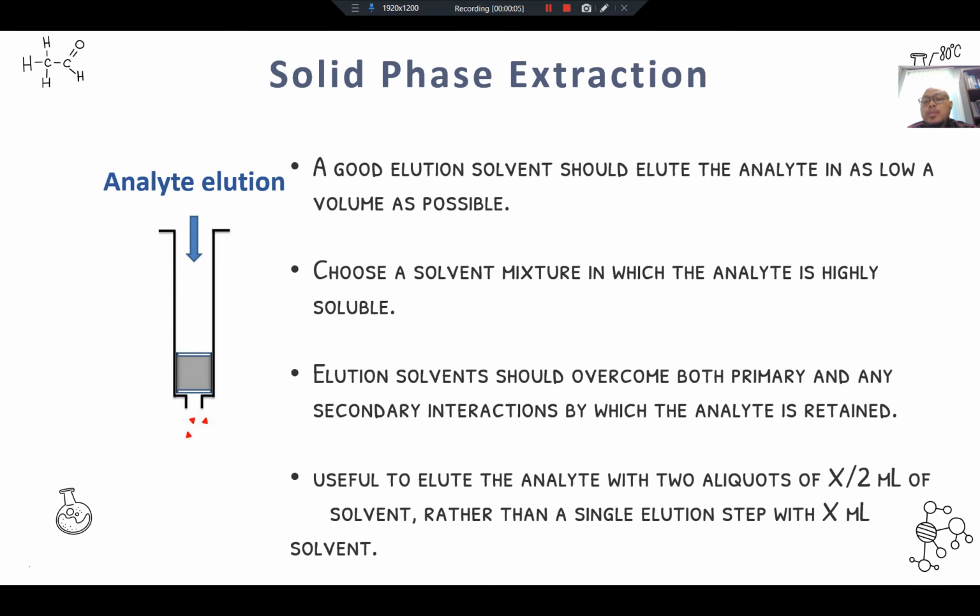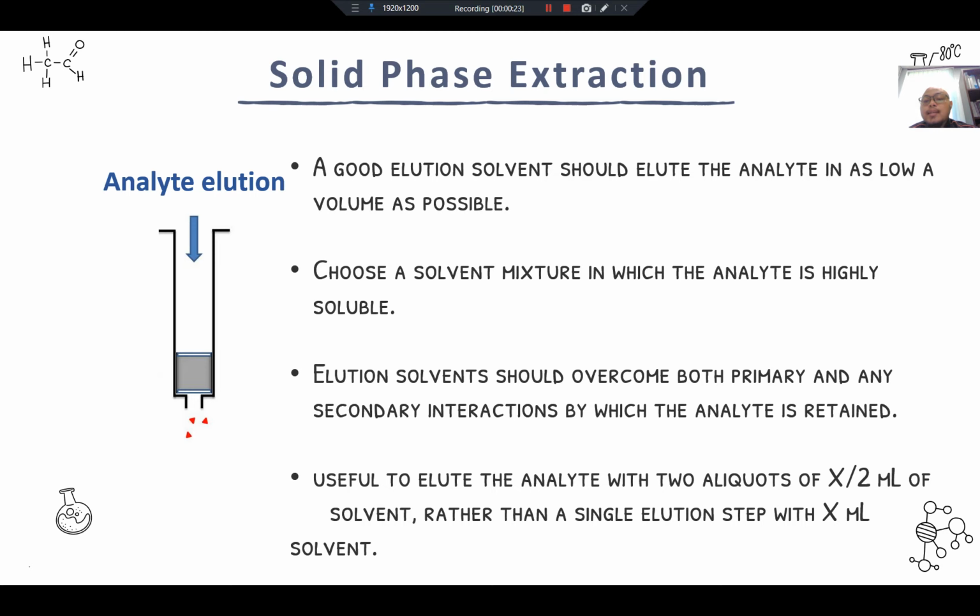Then the last step of the solid phase extraction is the analyte elution, the elution process. A good elution solvent should elute the analyte in as low a volume as possible. Okay, as minimum volume as we can. Choose a solvent mixture in which the analyte is highly soluble.